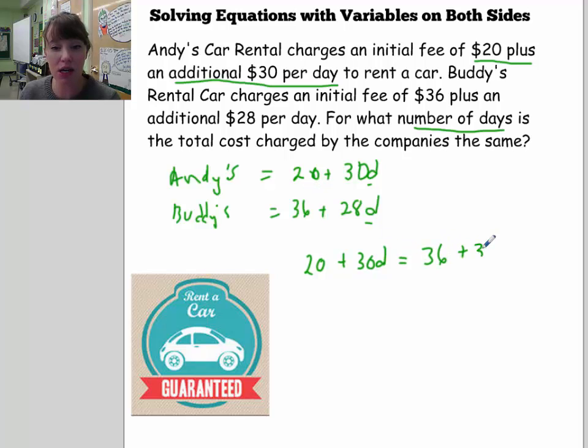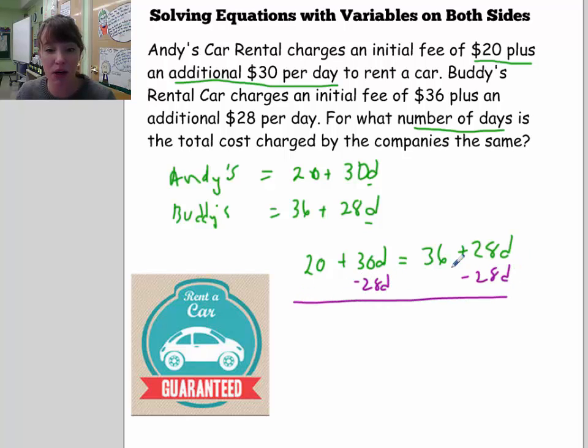We're asking ourselves, for what D value does this happen? Notice I've taken Andy's cost and set it equal to Buddy's cost, and this leads us to the type of equation we just talked about, where we have variables on both sides. So let's start solving this. I picked 28 because that leaves me a positive 2 on the left-hand side.